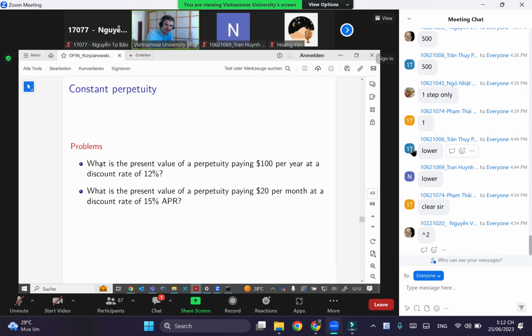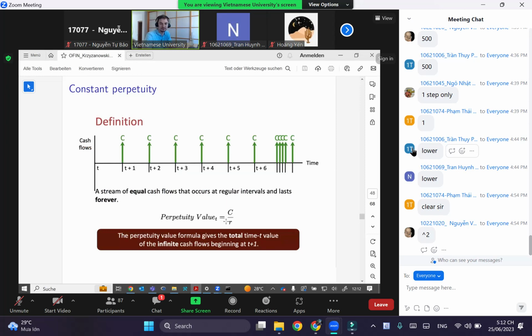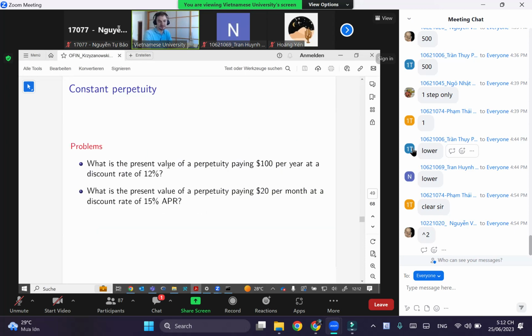And you could respond to questions such as, what is the present value of a perpetuity paying 100 per year at a discount rate of 12%? Well, you could simply apply c, 100, divided by 0.12, and you would get the perpetuity value.